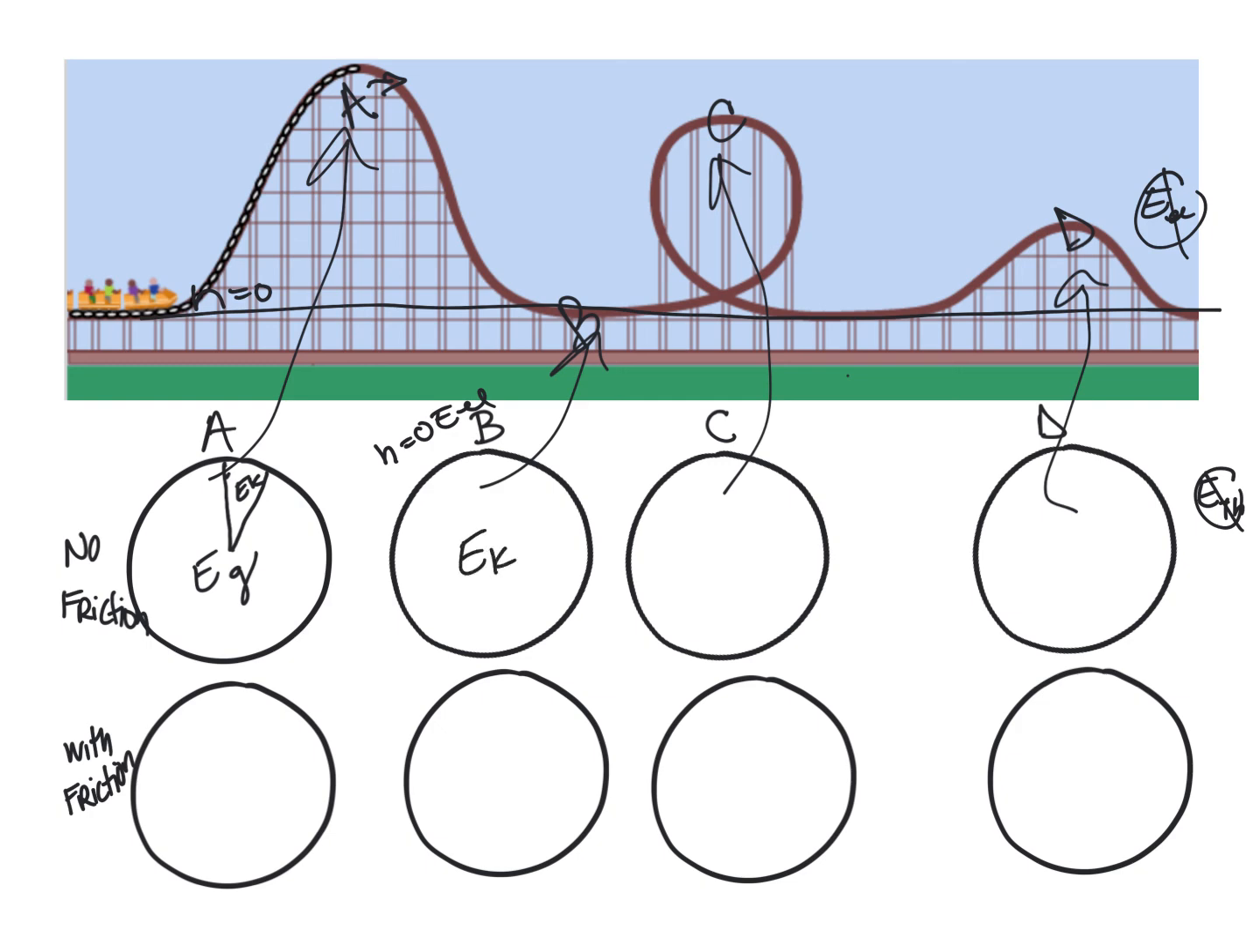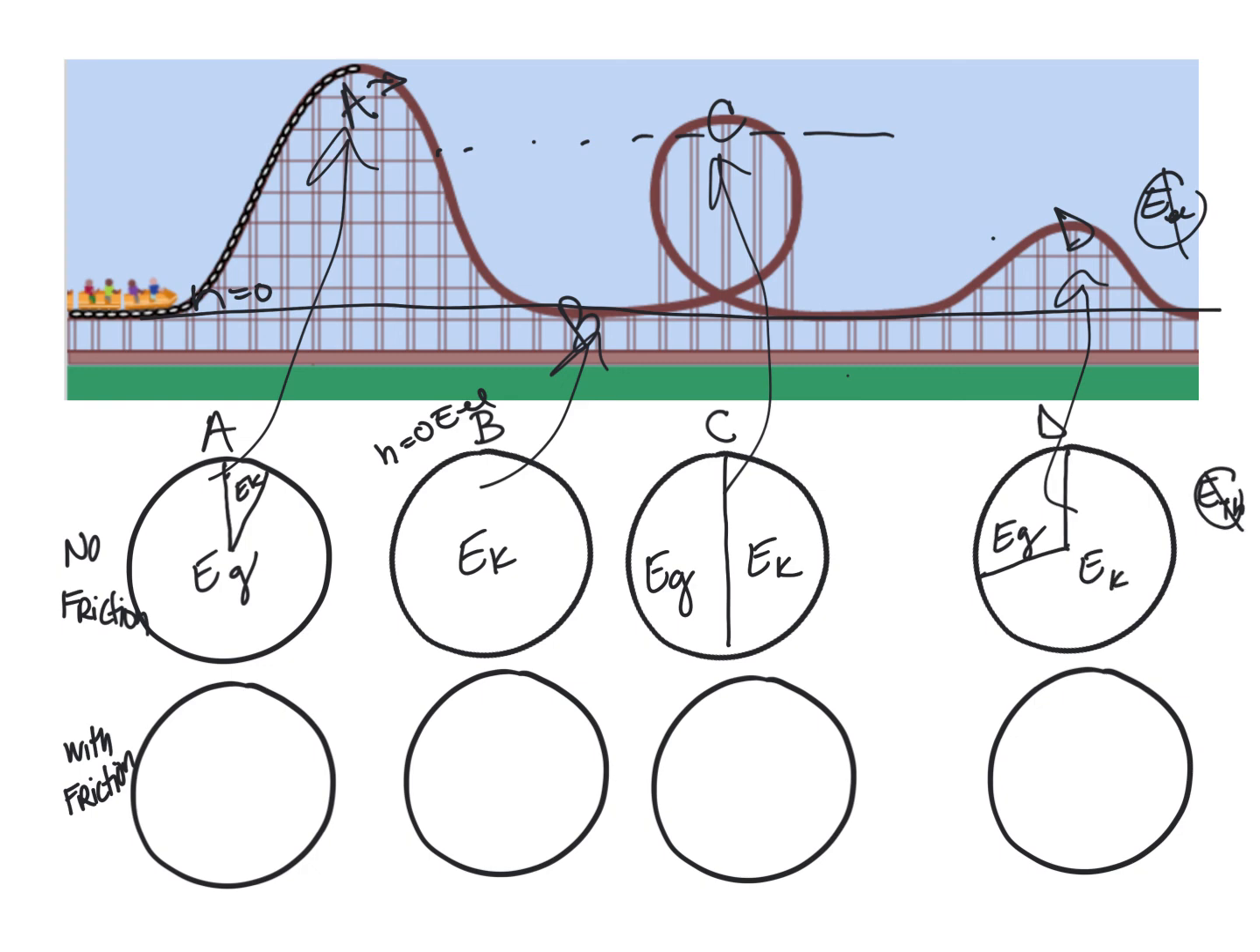When it gets to position C, it's maybe about half the height. So I'm going to make the gravitational energy about half as much, and then the rest will be kinetic, because it'll be moving still at the top. And then position D, the gravitational energy is less than it is at C, because it's not as high. And then the rest would be kinetic.